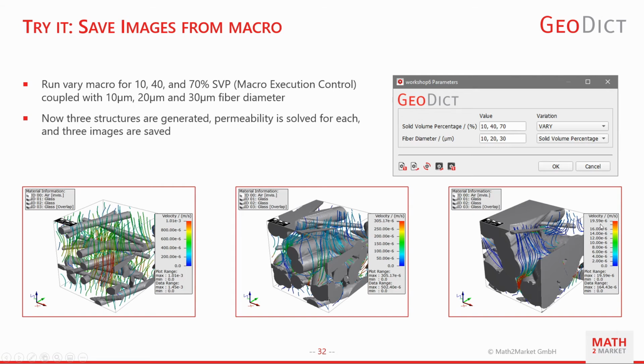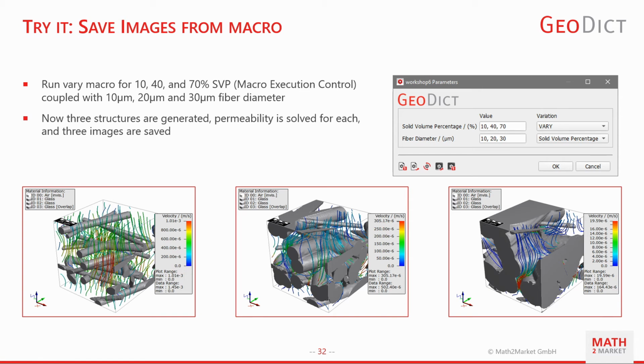For visualization, it would be even better if the legends would have the same scale for all images. That, of course, is possible in GeoDict. But how to do this, you can learn either in the visualization workshop or in the visualization user guide. And of course, you can reproduce every visualization by recording it to a Python macro.